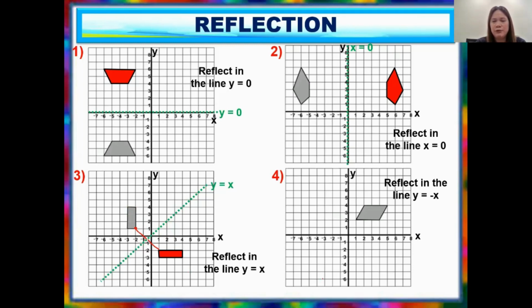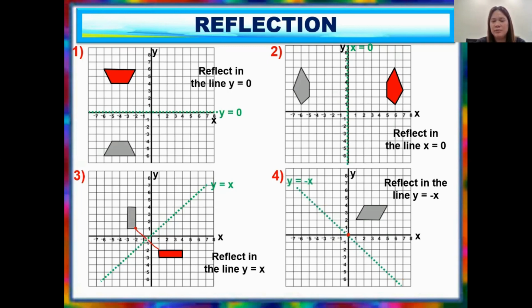And the last one, number 4, reflect in the line y equals negative x. So our equation y equals negative x is just the opposite of y equals x. So instead of going to the right, our line should go to the left, but still it passes through the center. Remember, if your y is positive 1, then your x is negative 1. If your y is positive 2, then your x is negative 2. So you will have here your mirror line.